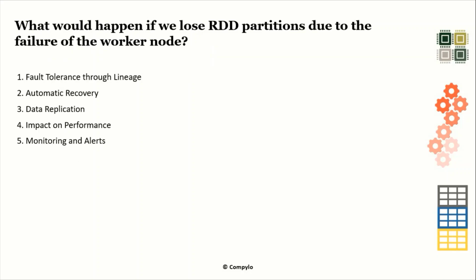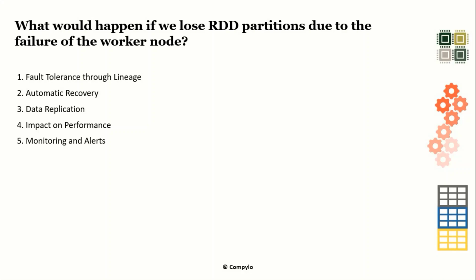Next question is, what would happen if we lose RDD partitions due to the failure of the worker node? If an RDD partition is lost due to the failure of a worker node, Spark's resilience feature comes into play to handle the situation. Here is what happens. RDDs are built using transformations, and Spark maintains a lineage graph that records the sequence of operations that created the RDD. This lineage information is used to recompute lost partitions.